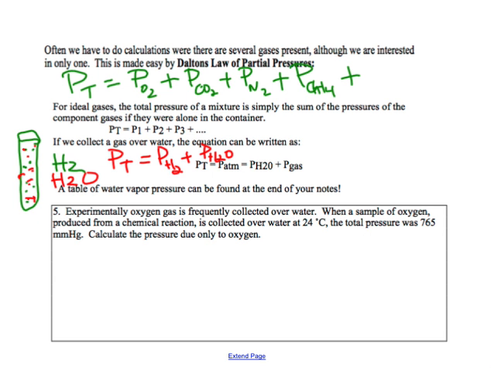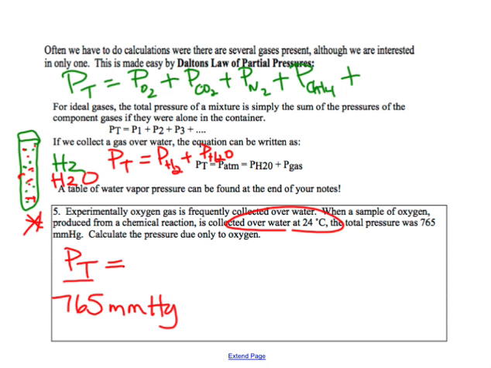So looking at this problem, instead of hydrogen, they were collecting oxygen. It says when a sample of oxygen produced from a chemical reaction is collected over water, when you see that, you need to get sick in your stomach and go, oh, I have to do that whole subtraction thing. Every time you see collected over water, when you read it in a problem, underline it because you got to do that. The total pressure was 765 millimeters of mercury. Calculate the pressure due to only oxygen.